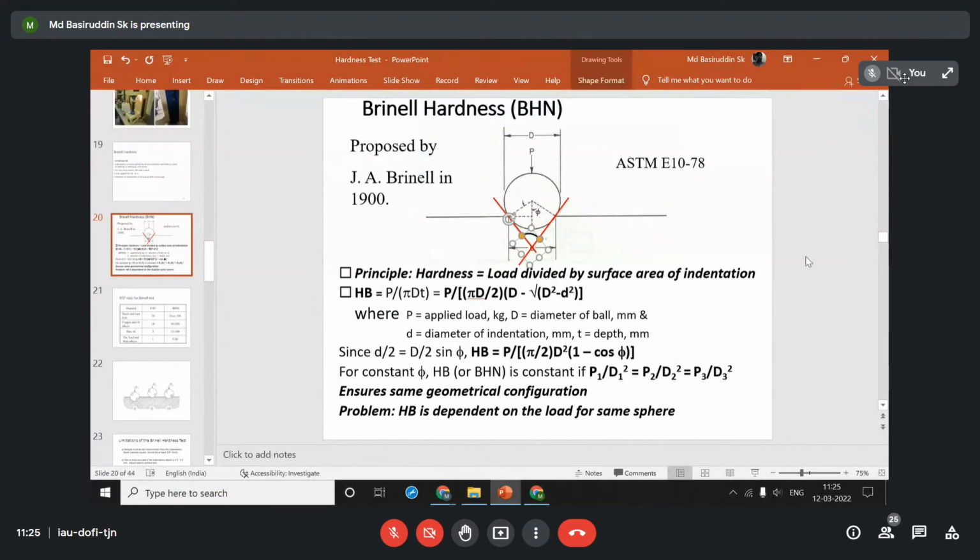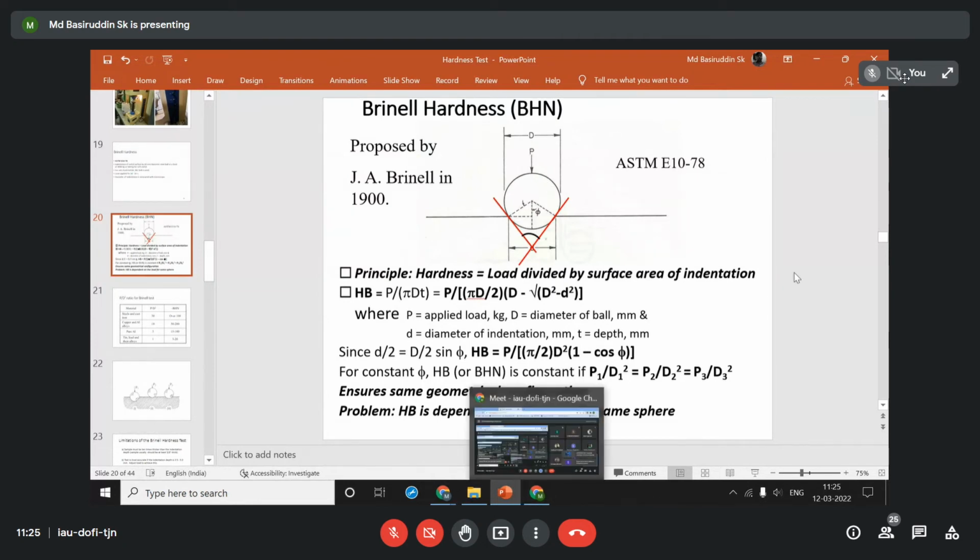So here you can see that if you follow this particular schematic, so can you see this particular schematic I have drawn? Hello. Yes, sir. Yes, sir.